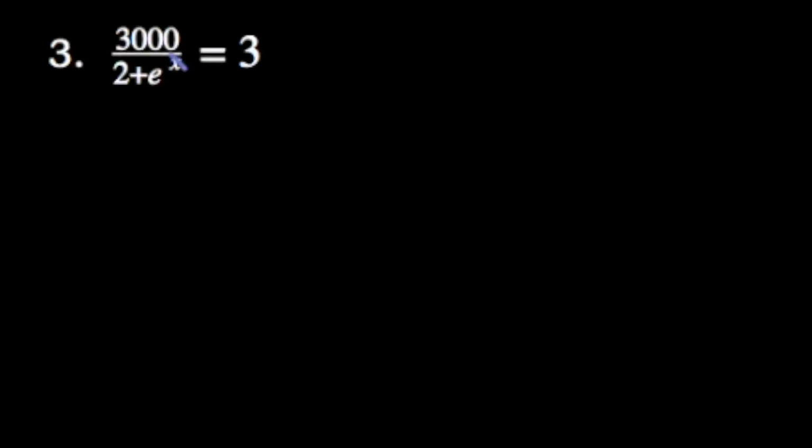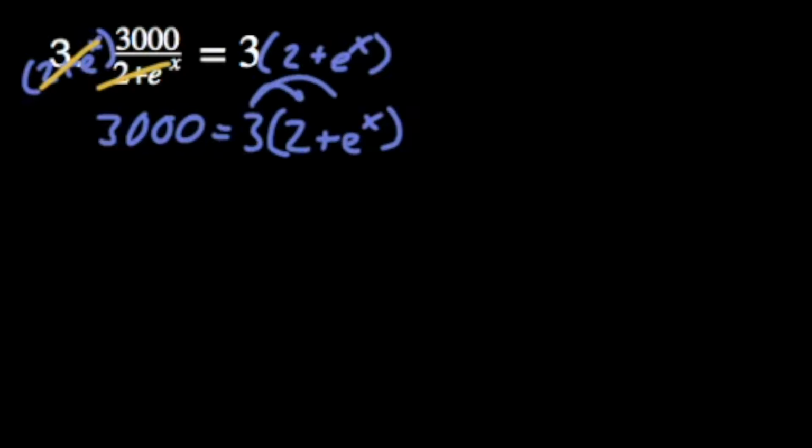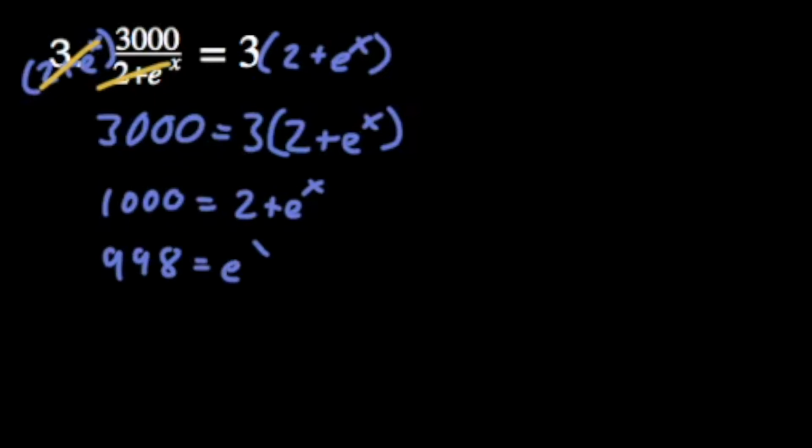In number 3, the variable we're trying to solve for is really buried because it's in this exponential term, and it's being added to 2 inside this denominator. So the first thing we'll have to do is get this whole thing out of the denominator, and I'll do that by multiplying both sides by 2 plus e to the x power. So these cancel out, and I'm left with 3,000 equals 3 times 2 plus e to the x power. And it's tempting to distribute this 3 in, but instead of doing that, let's just divide both sides by 3, because that gives me 1,000 equals 2 plus e to the x. And then if I subtract 2, I get 998 equals e to the x.